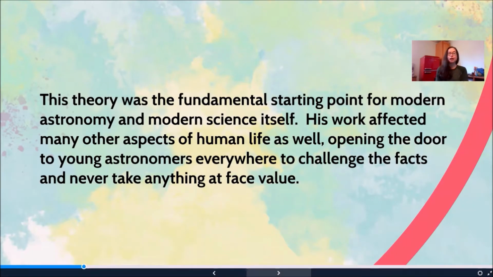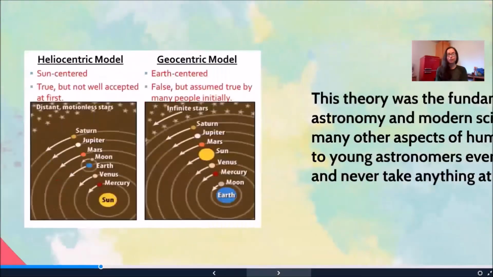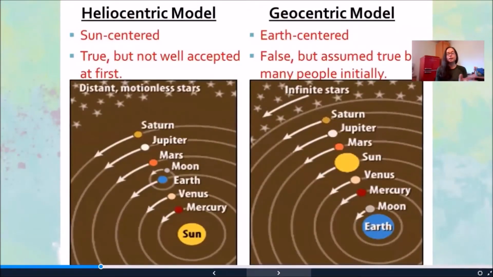His work affected many other aspects of human life, opening the door to young astronomers everywhere to challenge the facts and never take anything at face value. So here we have the heliocentric model on one side and the geocentric model on the other. At the time that Copernicus proposed his theory, most people assumed that the geocentric model was true.